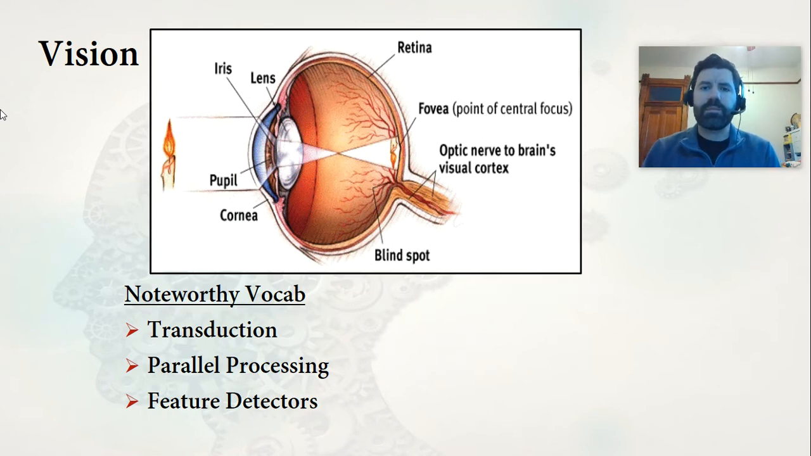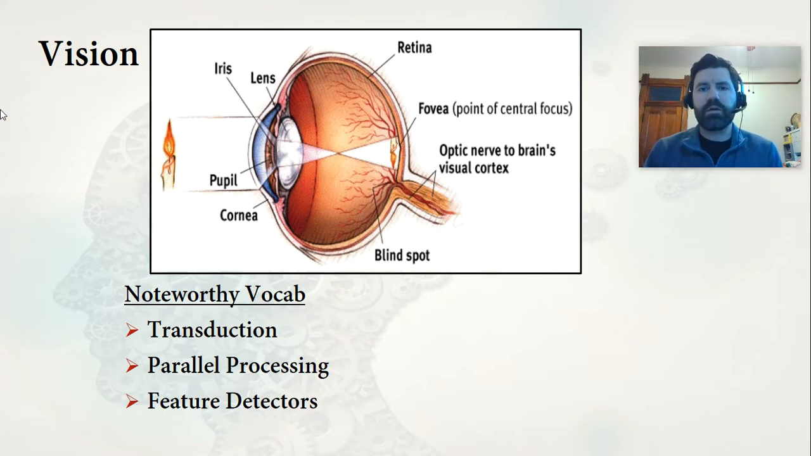Parallel processing is this idea that you can interpret lots of different aspects of vision all simultaneously. So I give the example of a bird flying. If you're outside and you see a bird flying in the air, you can see its color, its shape, its movement, and you can see all of those things happening simultaneously at the same time. That's the idea of parallel processing.